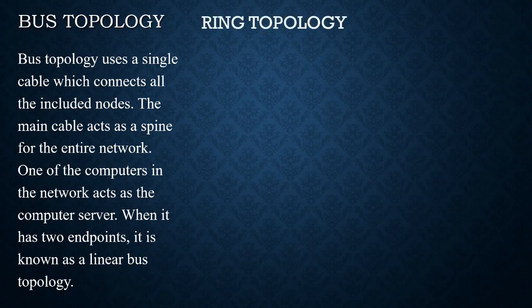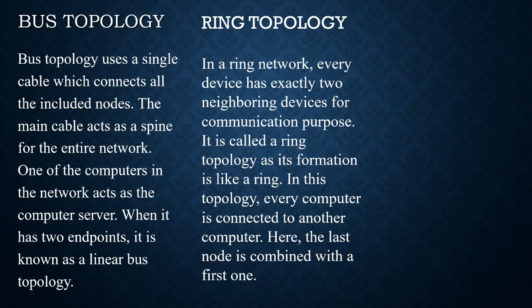Then ring topology. In a ring network, every device has exactly two neighboring devices for communication purposes. It's called a ring topology as its formation is like a ring. In this topology, every computer is connected to another computer. Here, the last node is connected to the first one.